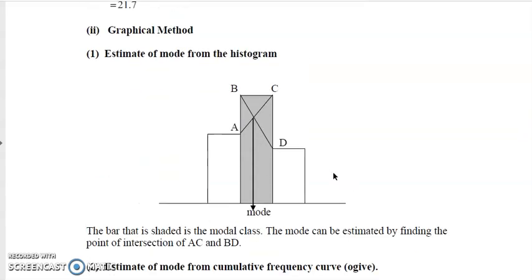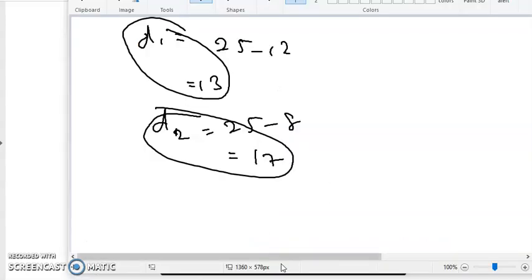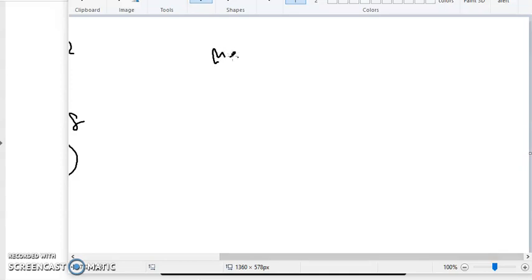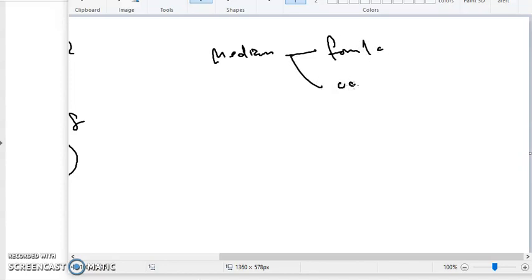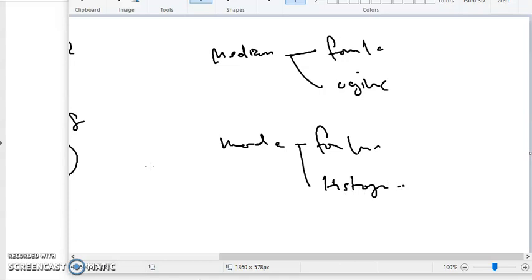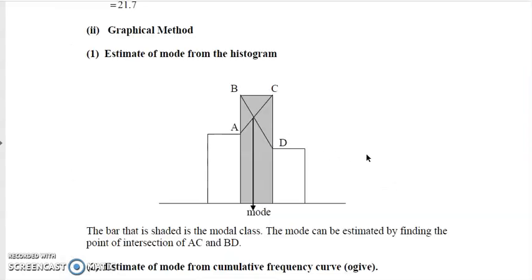Usually, we are going to find the mode using a histogram. Okay, so for the median, you can use your formula, or you can use your algebra. And for the mode, you can use your formula, or you can use your histogram. Okay, so by looking over here, you can use your histogram.